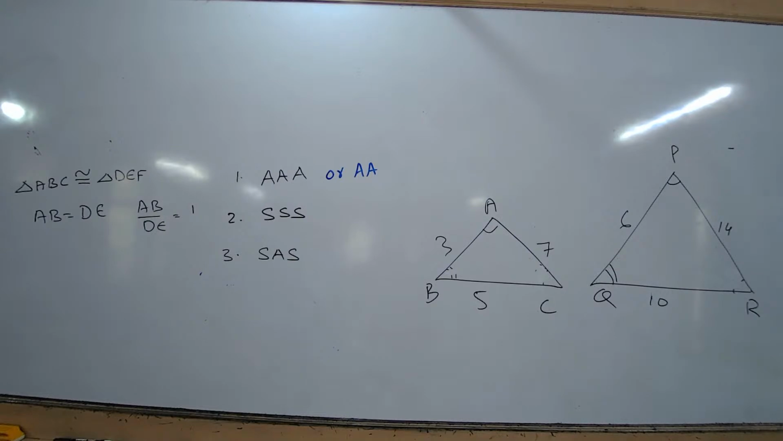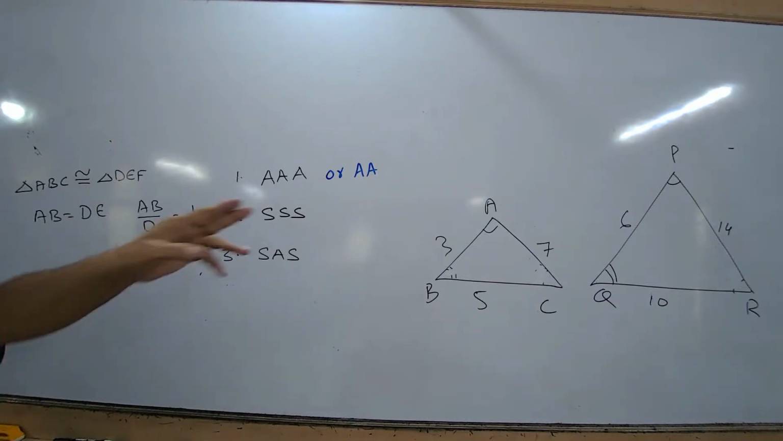What is the SAS similarity? Side angle side. I will tell what is the meaning. Two pairs of sides are proportional and the included angle is equal. All of you listen. Angles cannot be proportional. Angles should be equal. What is the meaning of SAS similarity? Two sides are proportional and the included angle is equal.